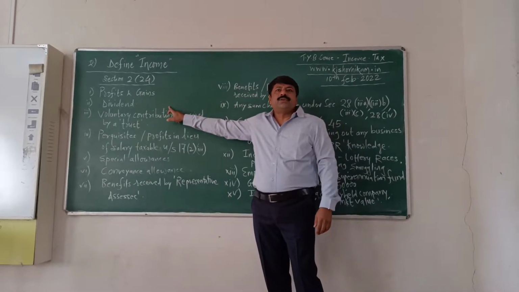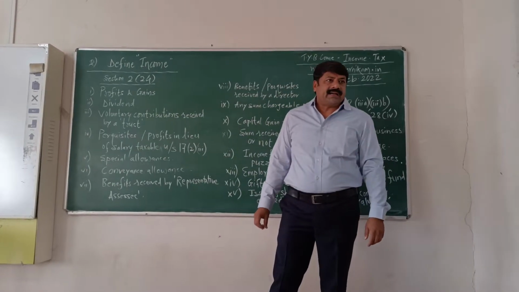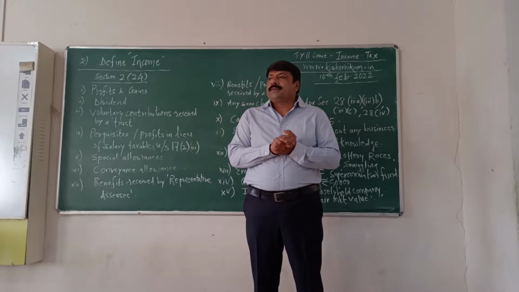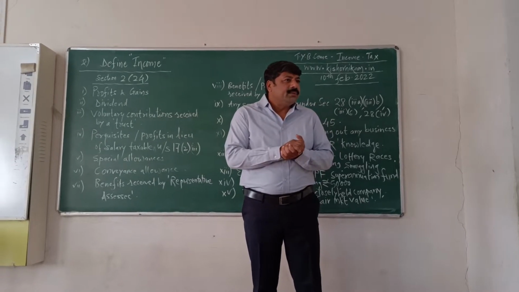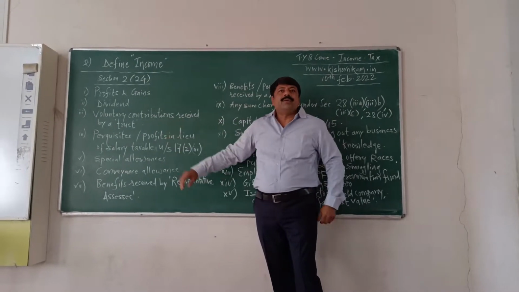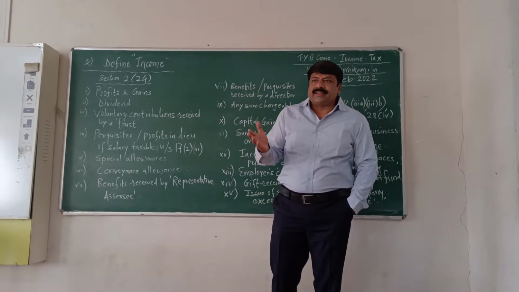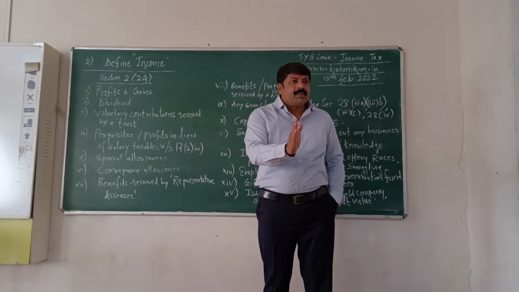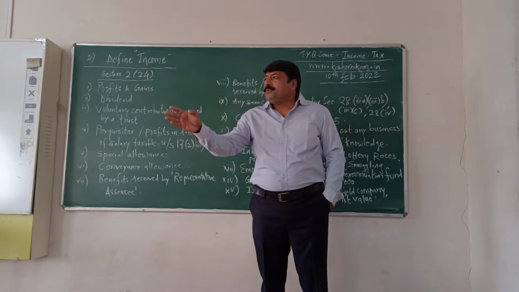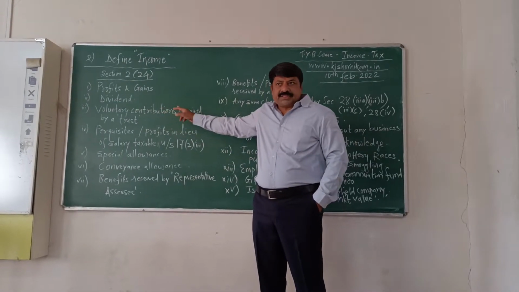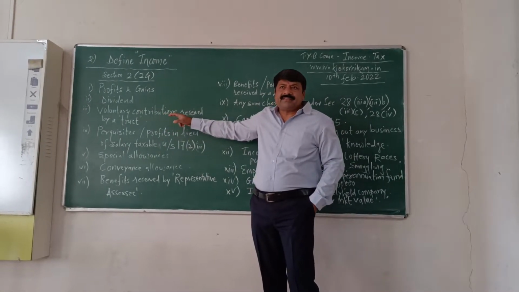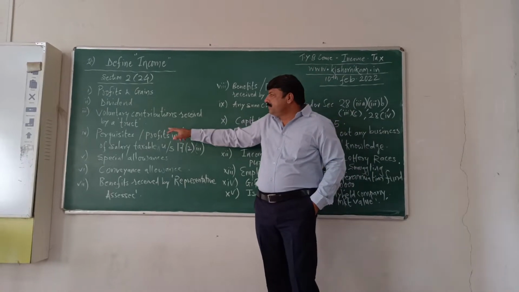Second is dividends received by investors in the Indian capital market. Income from investment, dividend on preference shares, dividend on equity shares, they are also incomes. Voluntary contributions received by trust. Yesterday I told you what is trust. Author sets aside some property in the hands of trustee or trust manager for the benefit of beneficiary. That is trust. The trust which is registered under the Bombay Public Trust Act or Maharashtra Public Trust Act.